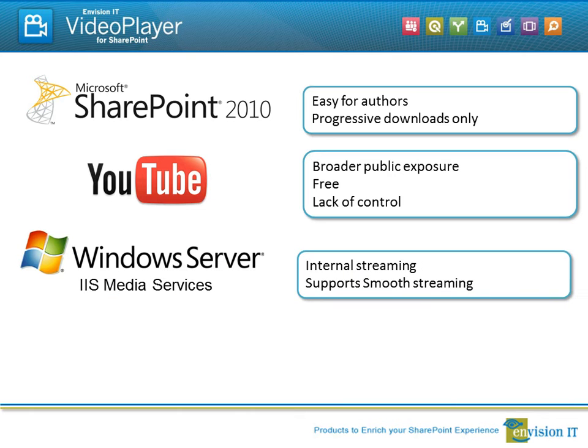One of the other options is Microsoft's Windows Server, which has an add-on called IIS Media Services. This is ideal if you're doing internal streaming, say for corporate training or communications, things like that, where you don't want to consume your internet bandwidth with all of your staff pulling your videos down. They can actually be streamed from within your internal network. It does provide a richer experience as well in terms of smooth streaming and better streaming options.